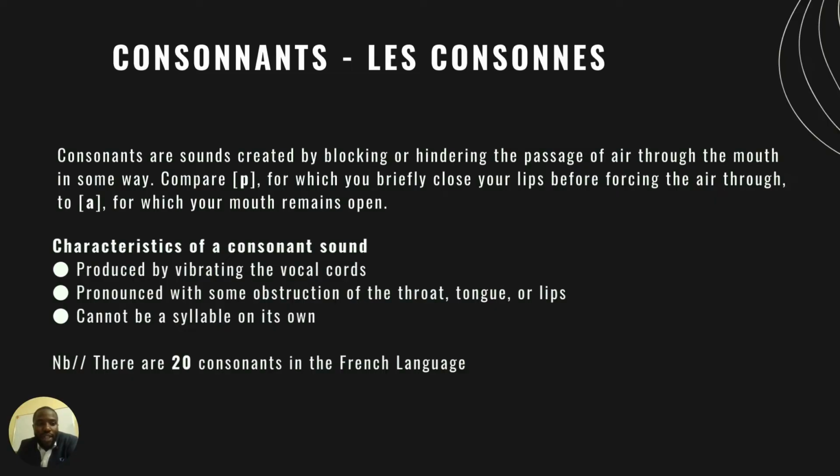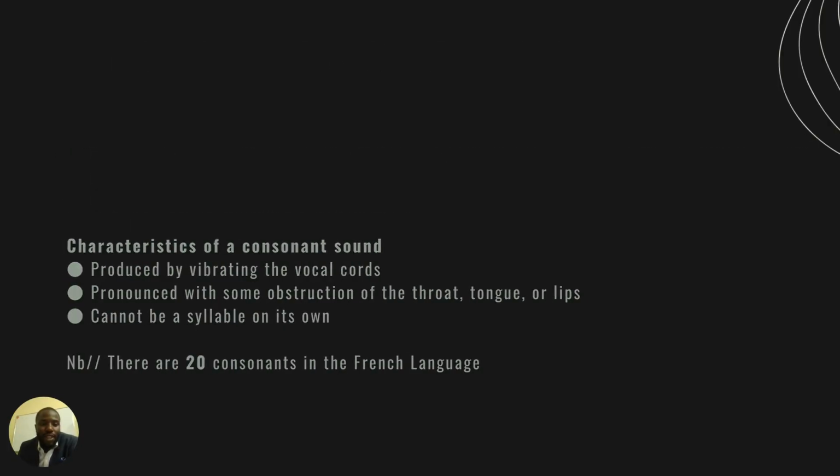So below you can see the characteristics of a consonant sound. They are produced by vibrating vocal cords, pronounced with some obstruction of the throat, tongue, or lips. In this case, when you're looking at pe, there was an obstruction of what? Of the lips. And if you hold the throat and pronounce pe, you can see that there's actually a vibration of the vocal cords, and it cannot be a syllable on its own. So in French, there are 20 consonants, meaning letters that have those characteristics I mentioned above.